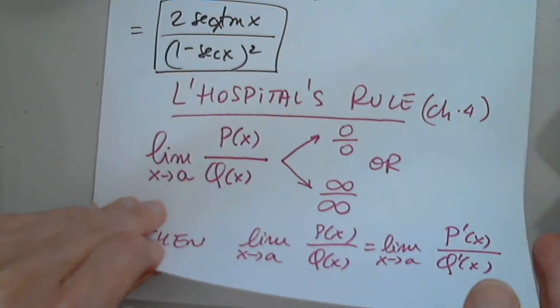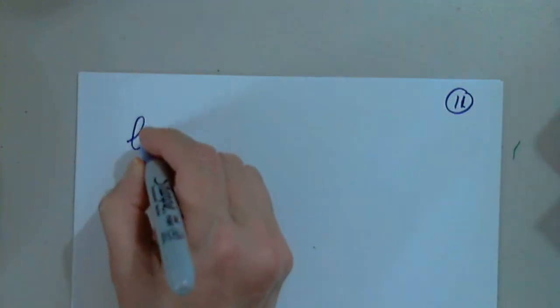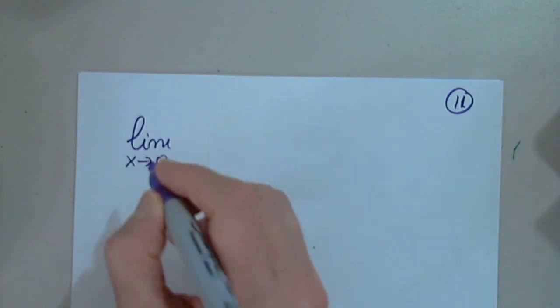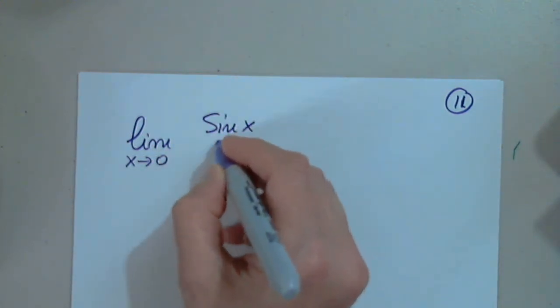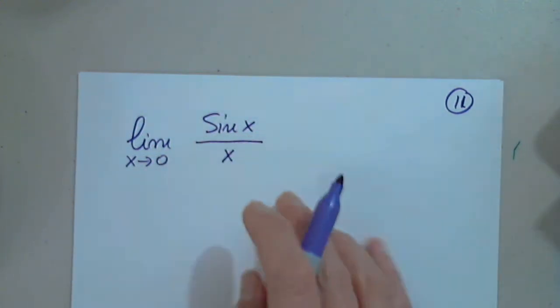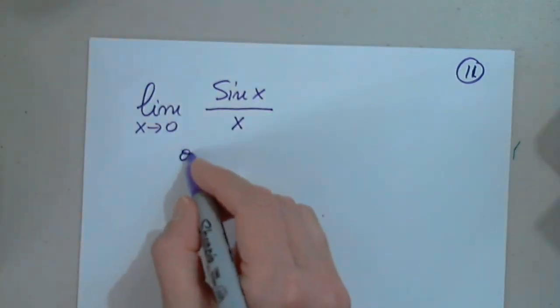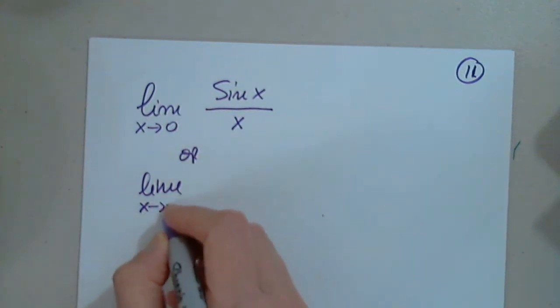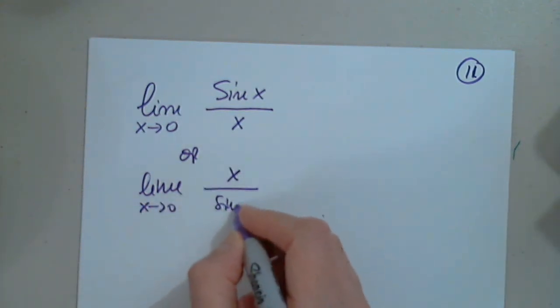So what am I doing with this? In a moment, I'm going to explain. We want to talk about something very important. The limit as x approaches 0 of sine x over x. Or it can also be flipped. The limit as x approaches 0 of x over sine x.